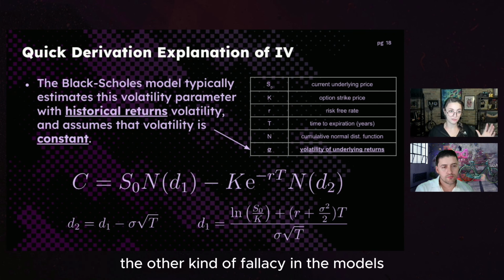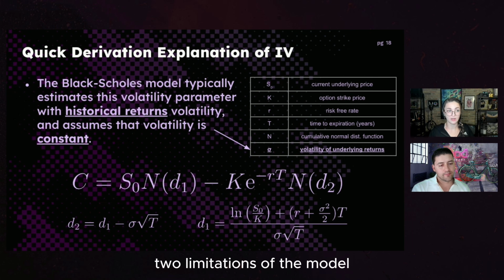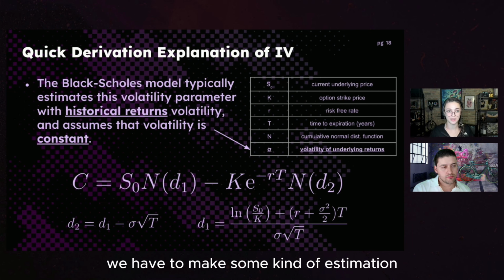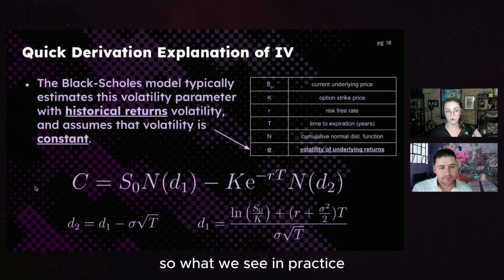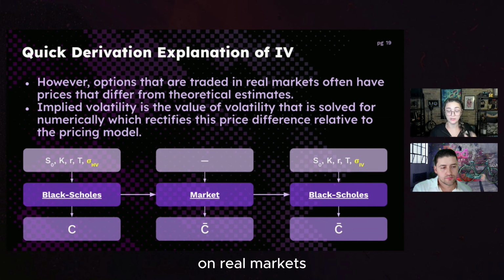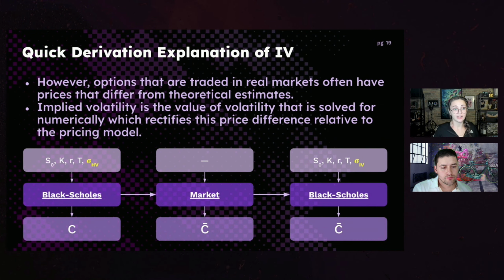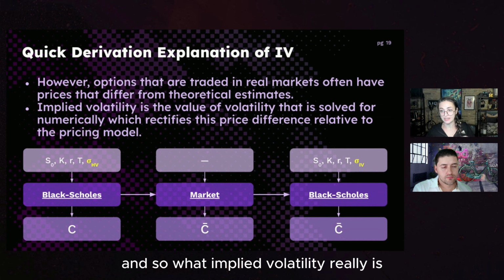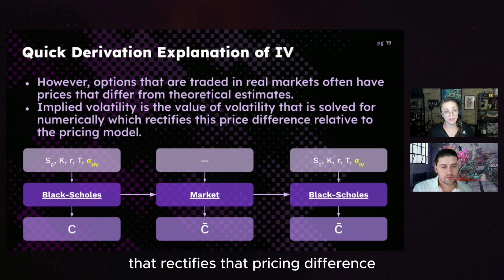The other kind of fallacy in the model is that we assume volatility is constant. We know that it is not constant. We see the VIX change all the time. But these are two limitations of the model. We have to make some kind of estimation, and this is how we're going to do it, at least within the context of Black-Scholes. So what we see in practice is that when options are actually traded on real markets, they usually differ from their theoretical estimates. And so what implied volatility really is, is the value of volatility that rectifies that pricing difference.